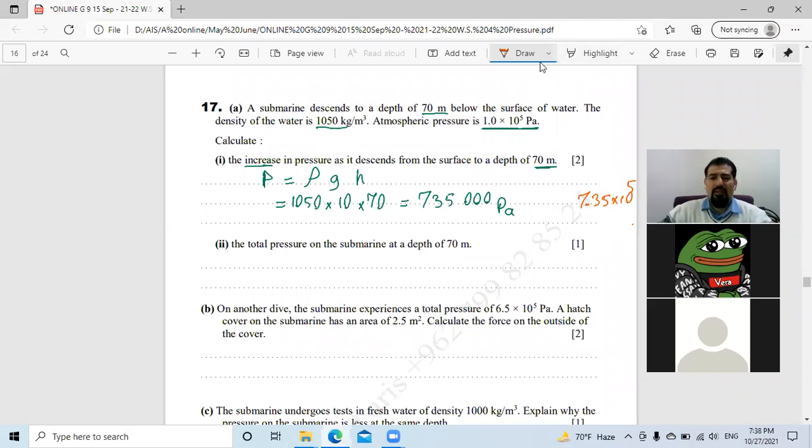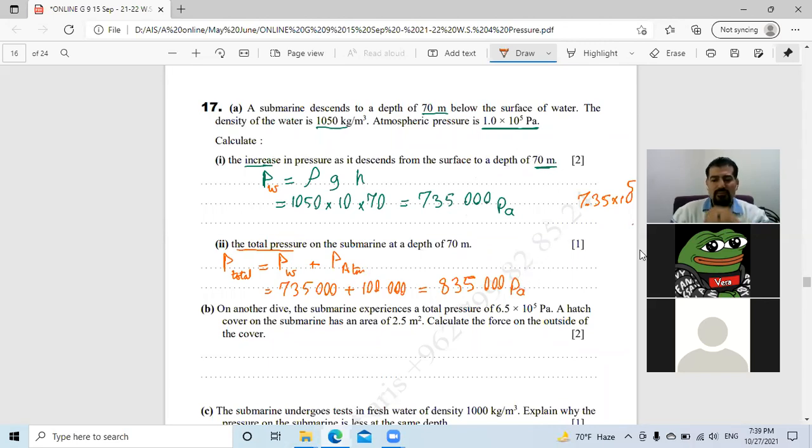Fine. Now they ask, find the total pressure on the submarine. The total pressure, I'm talking about two pressures here: the pressure by the water that we just found, plus the pressure by the atmosphere above the water. So the pressure of the water, 735,000, plus the pressure of the atmosphere, which is 100,000. When we add these together by calculator, it will be 835,000 pascal.